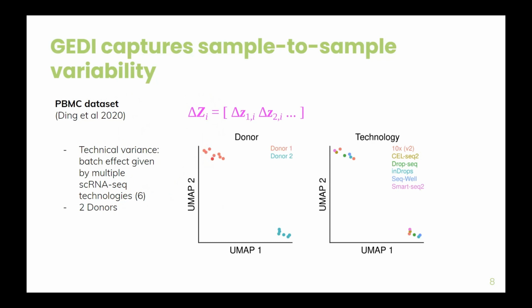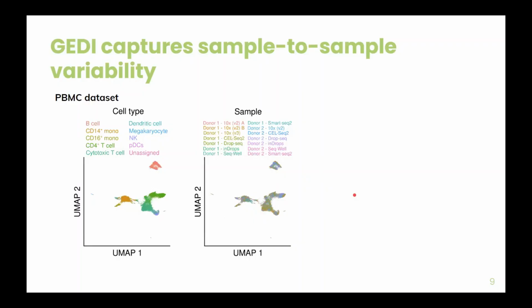In this sample level analysis, what we are able to see is that we can recover variability associated with each donor while removing variability associated with the different technologies. We can repeat the same analysis, but now looking at the single cell level. This plot represents the integrated space after running GEDI. What we are able to see is that we are able to recover the different cell types that exist while removing variability associated with the different technologies.